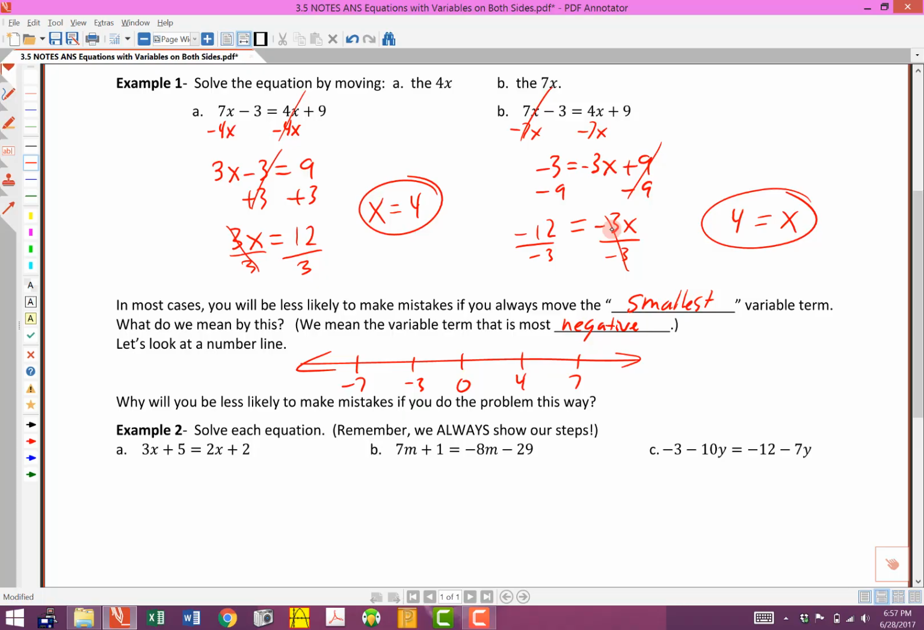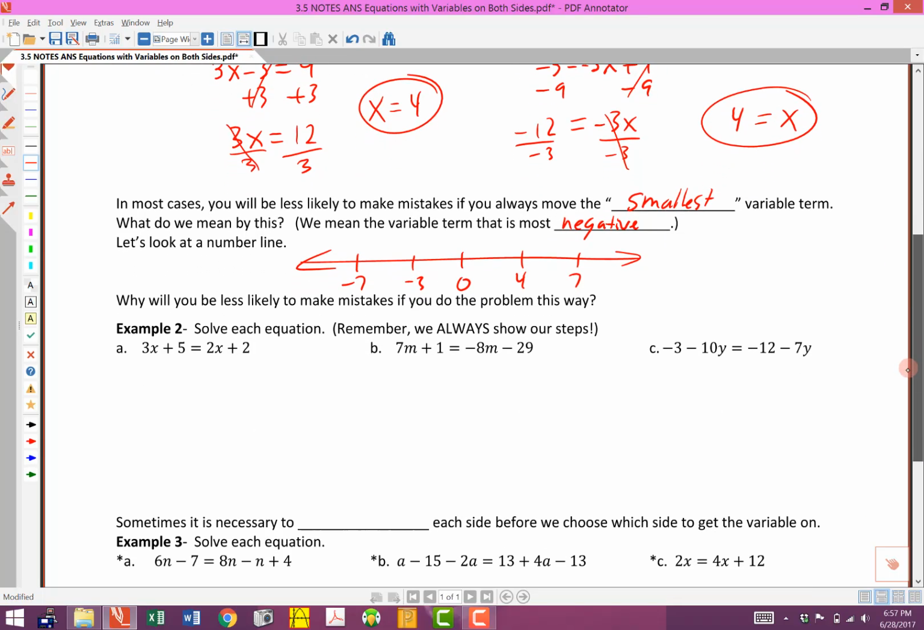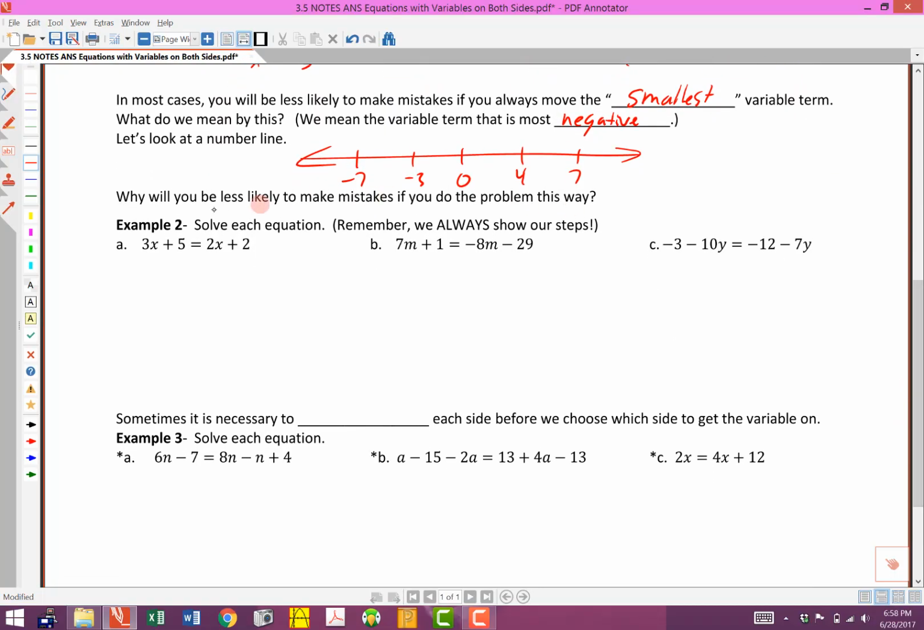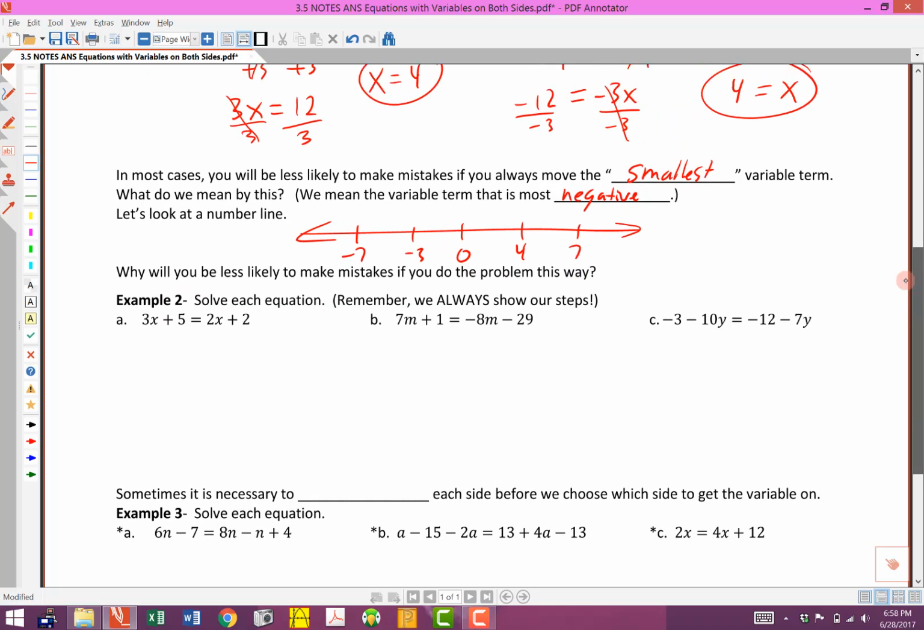So you can move whichever one you want, but it's going to be a better idea in the long run if you move the smallest one. There are lots of different places where that's going to work out better for you. Okay, so why will you be less likely to make mistakes if you do the problem this way? Less negatives is the reason for that.